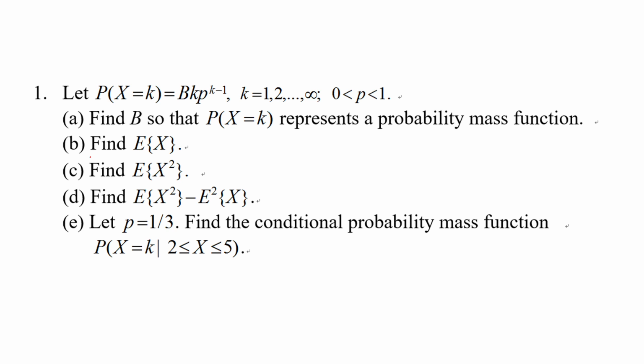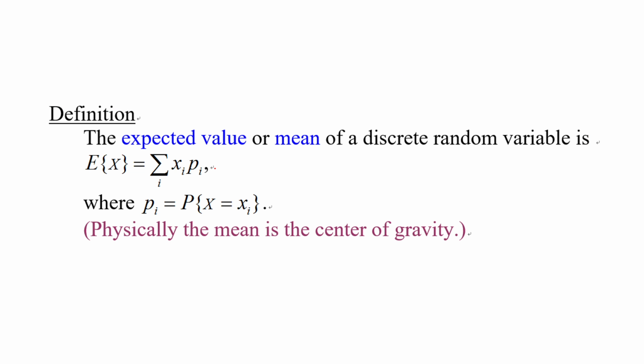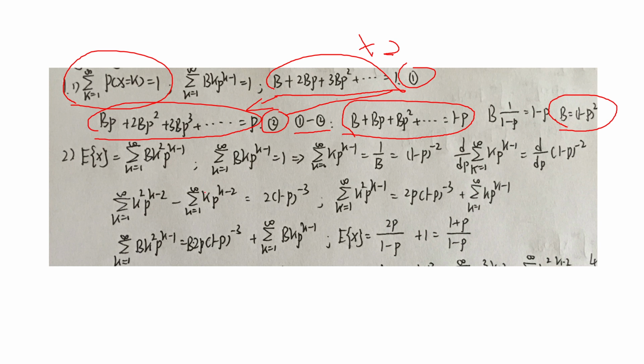The second question is to find E[X], the expected value of X. We can simply apply the definition of the expected value, or the mean, of a discrete random variable. The definition is E[X] equals the sum of x_i multiplied by p_i, where p_i is the probability when X equals x_i. Applying this definition, we multiply k by its corresponding probability, and we get this equation.